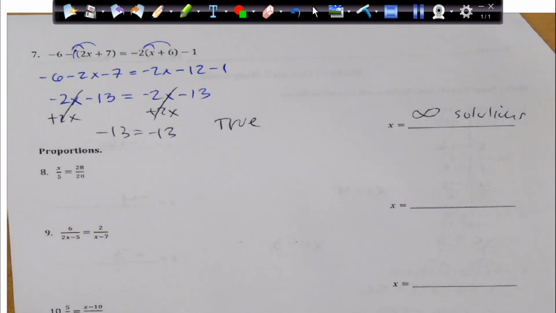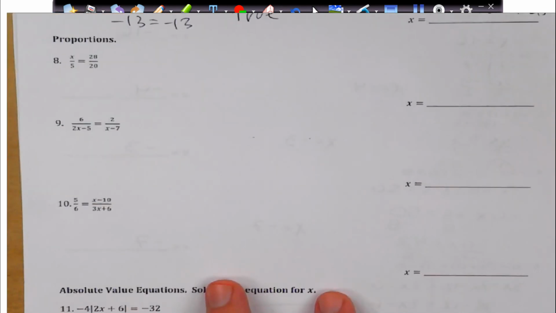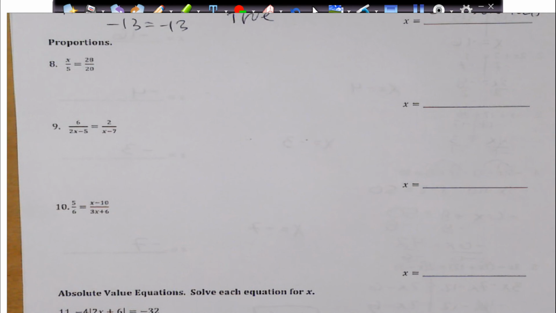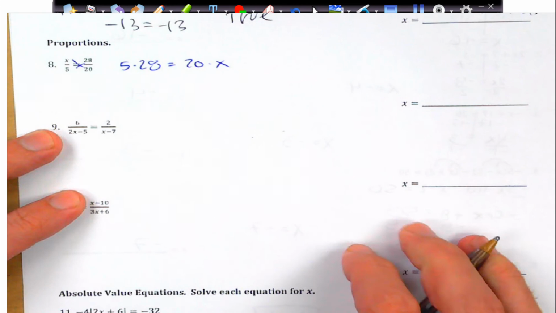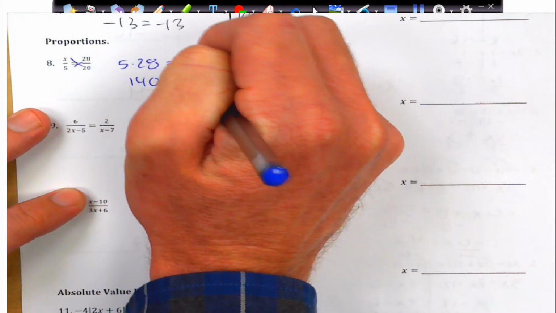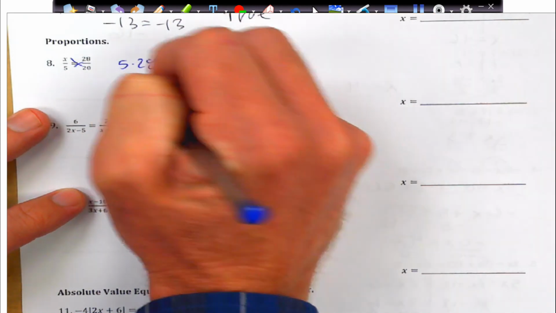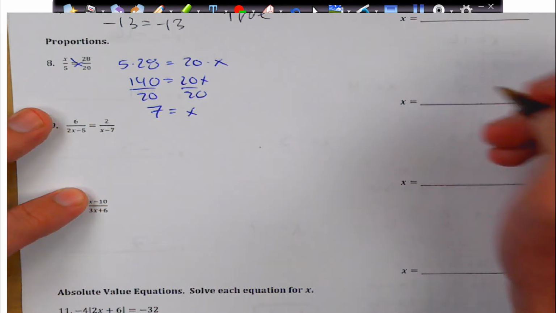Number 8. Oop, screen went dark. Come back. Number 8. So now we're doing proportions. So here we want to cross multiply. And when we cross multiply, we get 5 times 28 and 20 times x. 5 times 28, pretty large number. I'm going to double check on my calculator. So I get 140 equals 20x, divide by 20, and x equals, what is that, 7? Pretty sure, double check. Yes, it is.